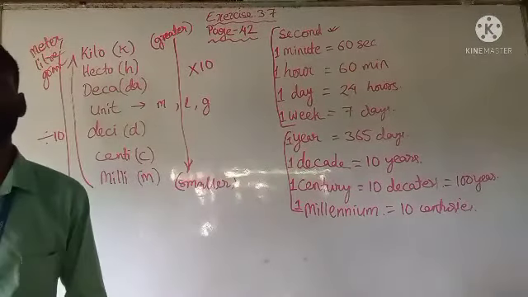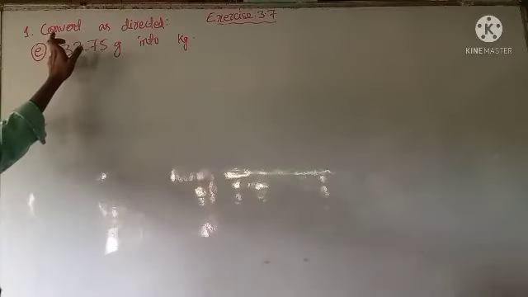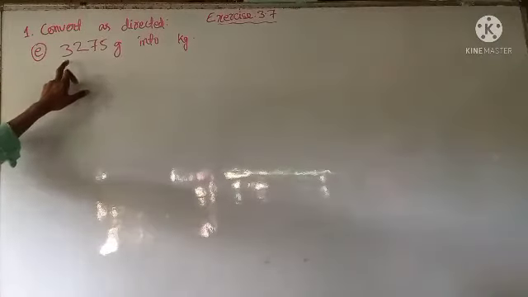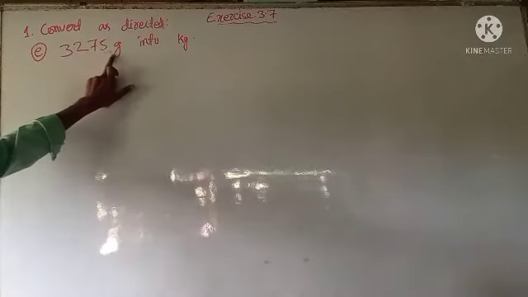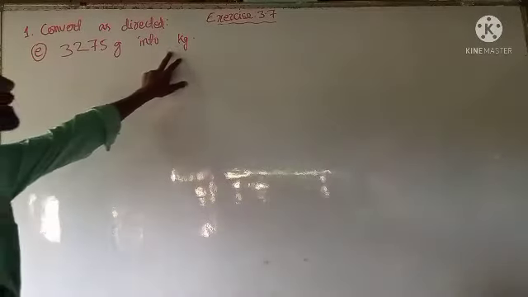Now in this exercise, we'll discuss the conversion of these units. So let's start with our exercise 3.7. Exercise 3.7, question number 1, convert as directed. Option number E I have taken here, 3275 gram into kg. That means this gram we will convert into kg.